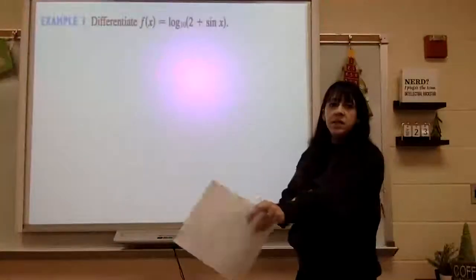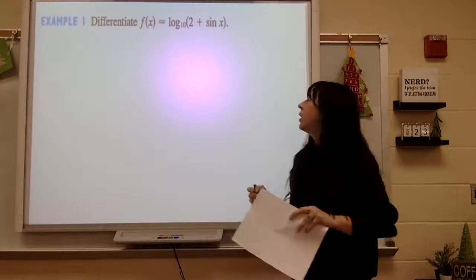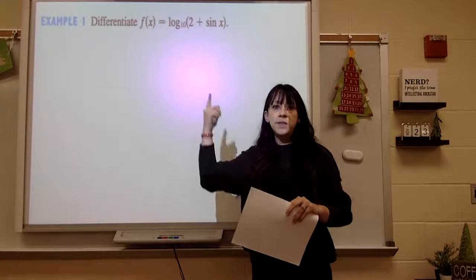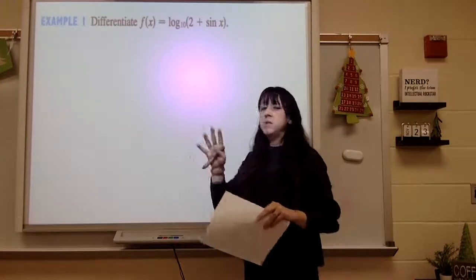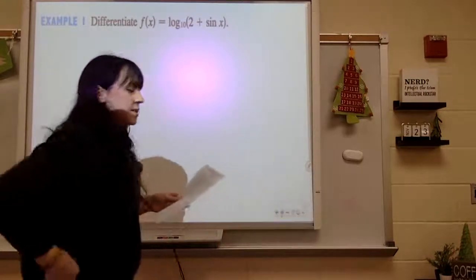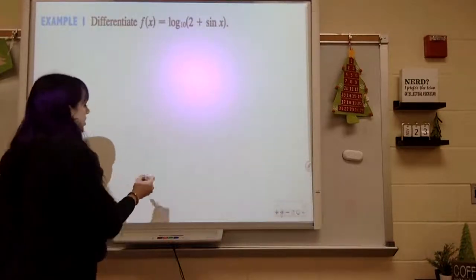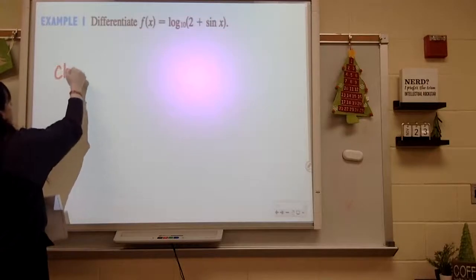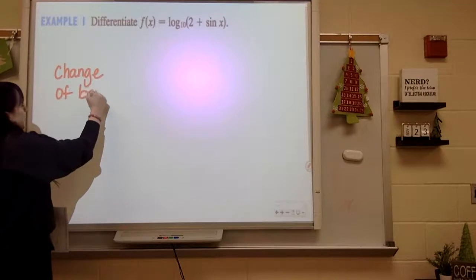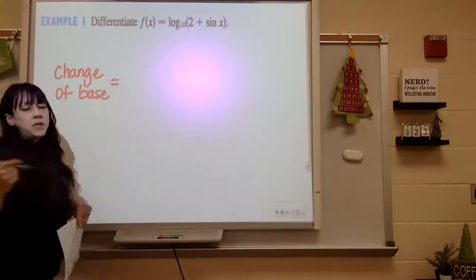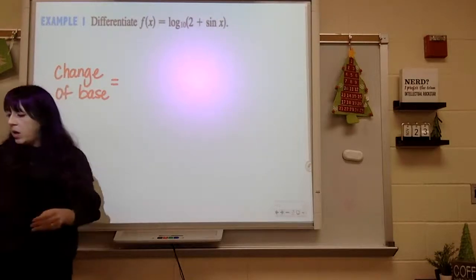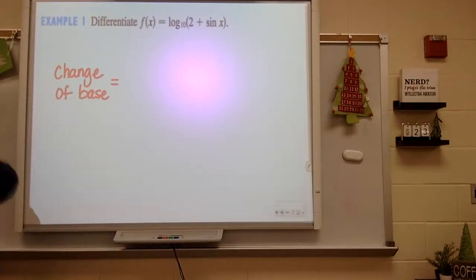All right, to do this next example, we need to know more. We only at this point know how to find the derivative of ln, and this time we have a logarithm with base 10, so not the same thing. So I'm going to show you something we did last year that's going to help us here. It's called change of base. Change of base is a little formula typically that you use to be able to solve logarithms with a calculator. But this time we're going to use it to help us take the derivative.